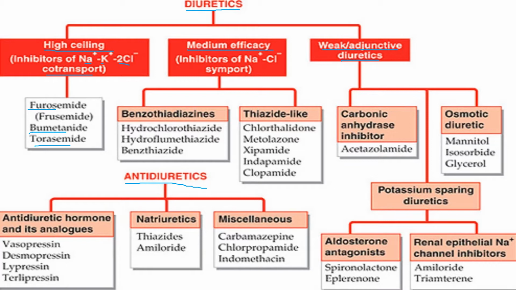Medium efficacy diuretics are the inhibitors of sodium chloride, which work by symport, which means moving the molecules in the same direction. They again divide into two subclasses: benzothiazines and thiazide-like drugs. First we'll talk about the benzothiazines. It includes hydrochlorothiazide, hydroflumethiazide, and benzthiazide.